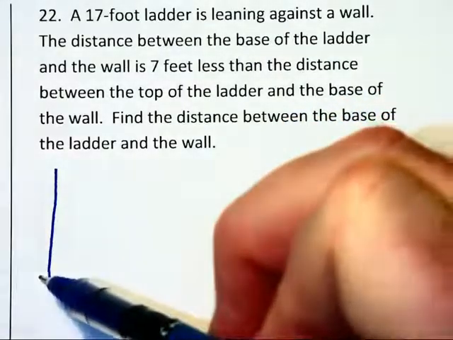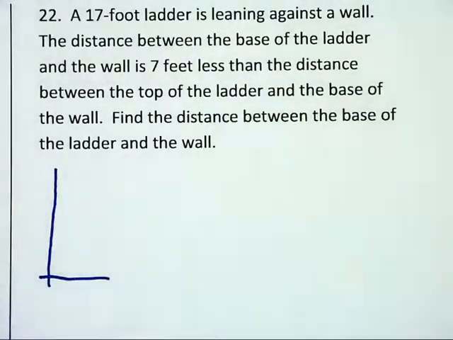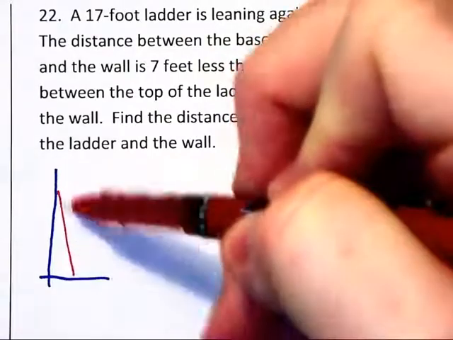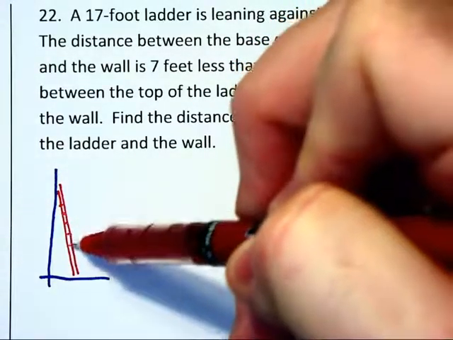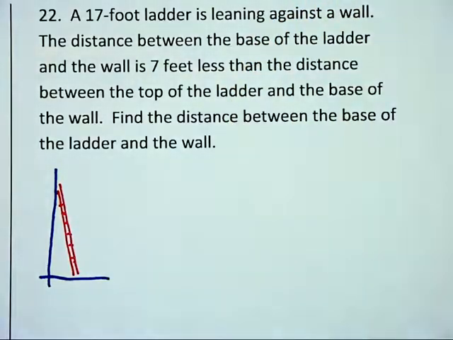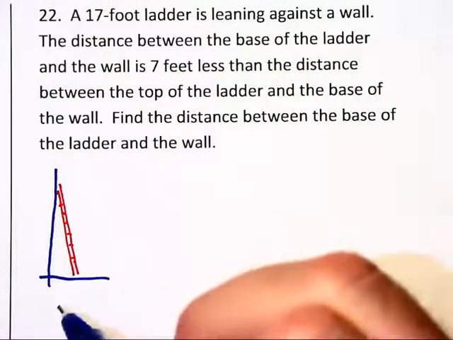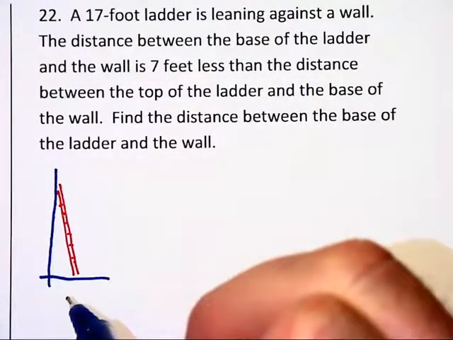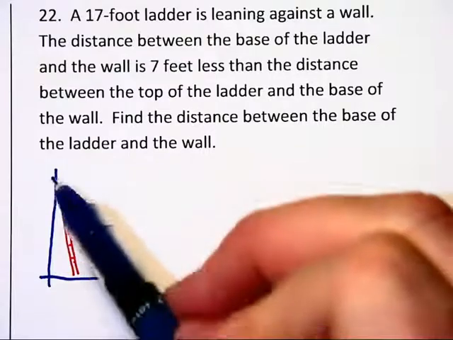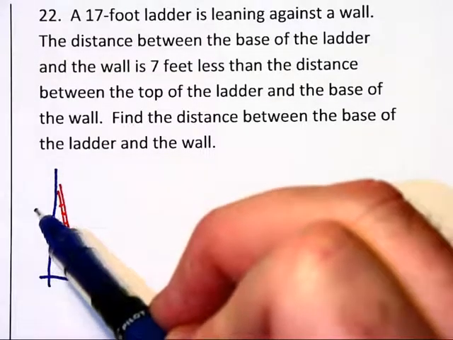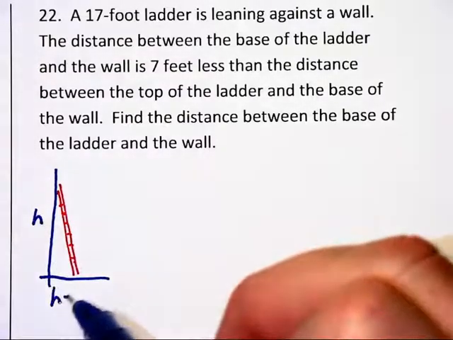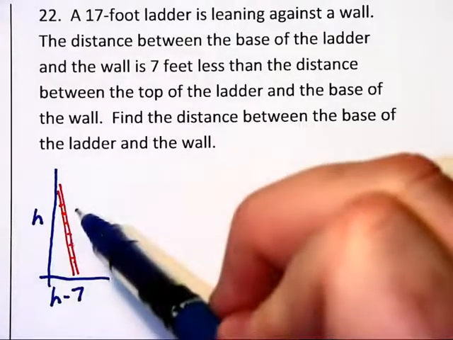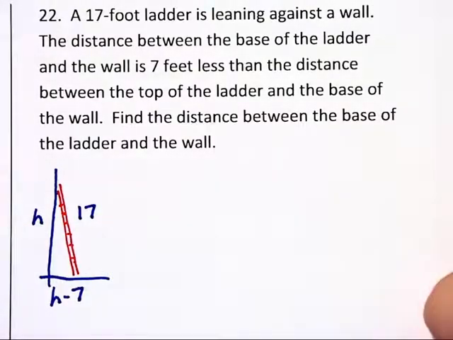A 17-foot ladder is leaning against a wall. Okay, here we go. Here's my wall, here's the ground, and here is the ladder. Draw a picture. The distance between the base of the ladder and the wall is 7 feet less than the distance between the top of the ladder and the base of the wall. So if this is height minus 7, and it's a 17-foot ladder, so I can label the 17 right there. Find the distance between the base of the ladder and the wall.